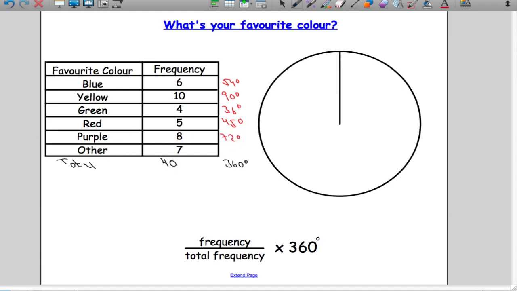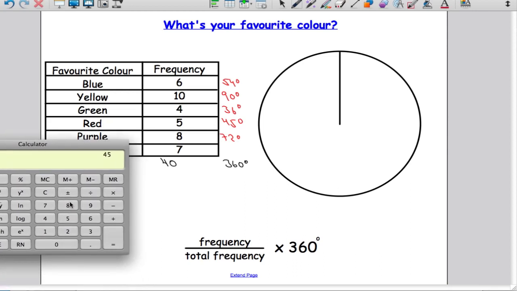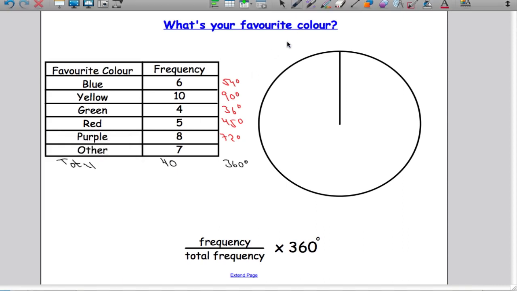Let's just double check that, make sure that we're doing everything correctly. 8 divided by 40 and multiply our answer by 360, 72 degrees. Spot on. And then finally 7 divided by 40 and multiply that by 360 degrees gives us 63 degrees.